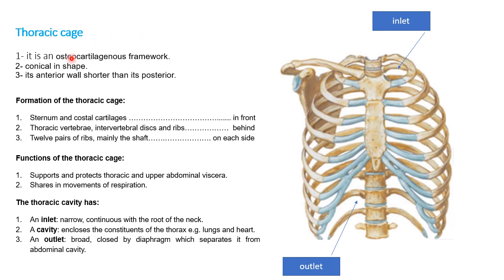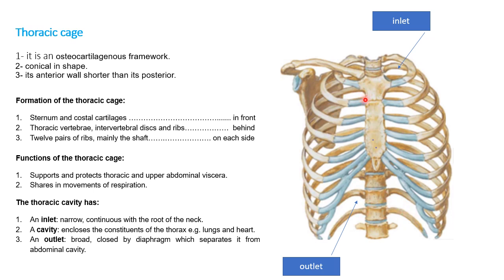Thoracic cage. We will define the thoracic cage. It is an osteocartilaginous framework. This is the osseous part and this is the cartilaginous part. Shape: it is conical in shape, and has an anterior wall shorter than the posterior wall.